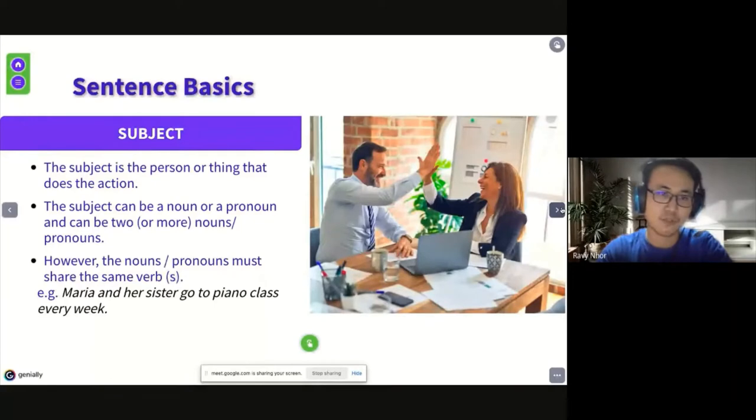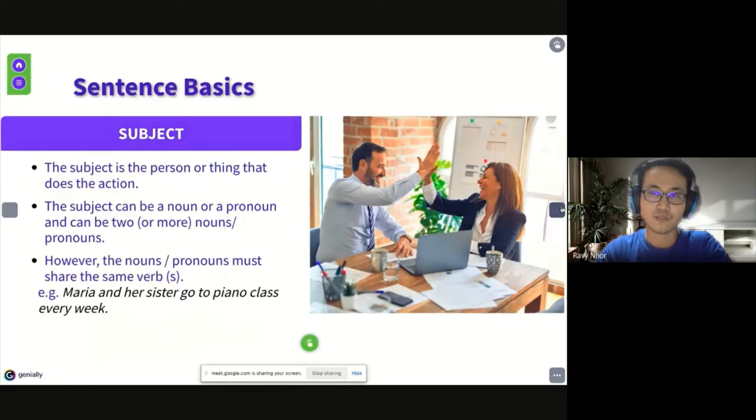For example: Maria and her sister go to piano class every week. You can see here the nouns, Maria and her sister. It's a plural subject which shares the same verb, go.